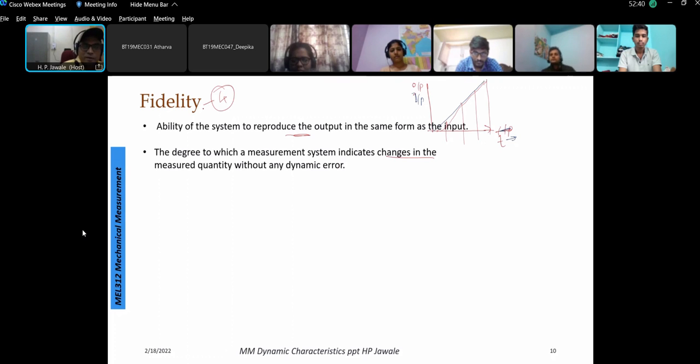will then be called fidelity. If the error is removed or neglected, then the degree with which the output is mapped with the given input is nothing but the fidelity. So this is a statement definition.